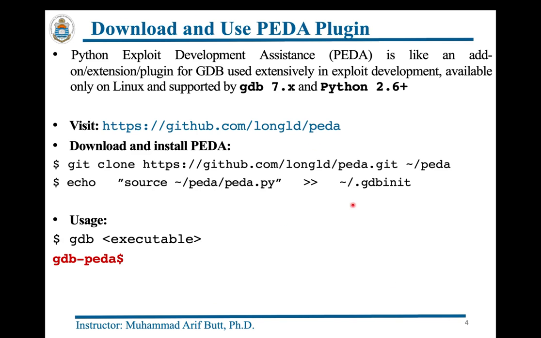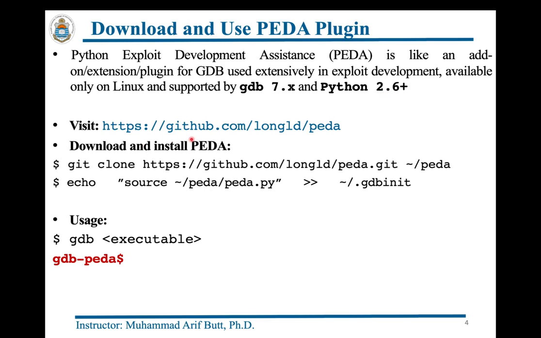Well, this slide summarizes how you can download and use the PEDA plugin with your GDB. To use PEDA, your Linux system must already have GDB version 7 onward. And I think the latest GDB version as of today is 10.7. Other than having a pre-installed GDB on your system, you must also have Python version 2.6 onward. And I think the latest Python version as of today is 3.9.